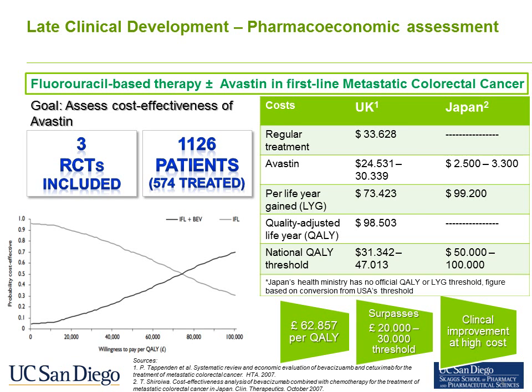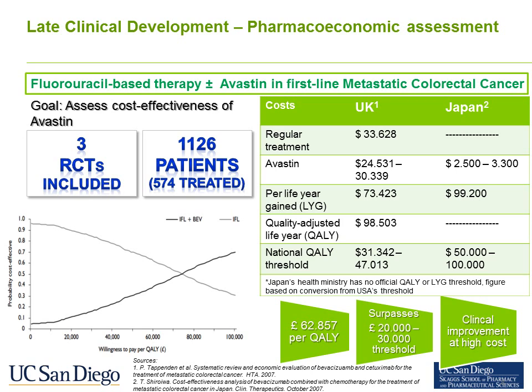Late clinical development, pharmacoeconomics assessment. In order to provide a cost-benefit analysis for the use of bevacizumab in combination with fluorouracil-based therapy in first-line metastatic colorectal cancer, this meta-analysis was performed. So the goal was to assess the cost-effectiveness of bevacizumab. 3 randomized controlled trials were included, which consisted of 1,126 patients, in which 574 patients had bevacizumab added to their regular fluorouracil-based therapy.